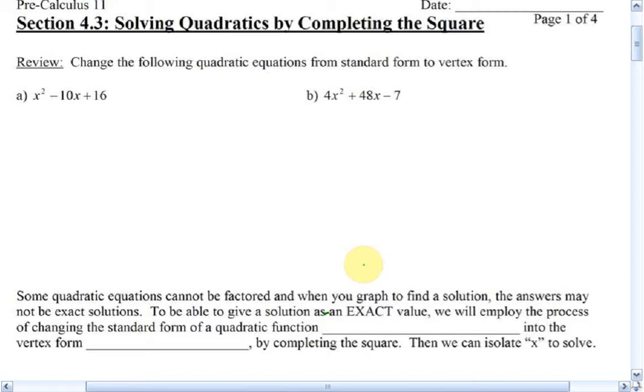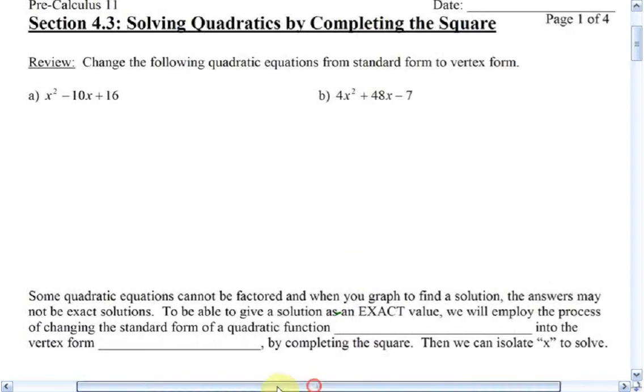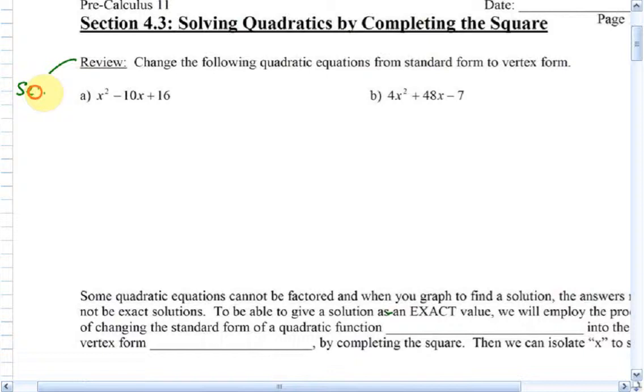Okay, all right, we're completing the square. This is a review from section 3.3 for those of you who forgot. Let's do this together. Help me out. What do we do when we complete the square?